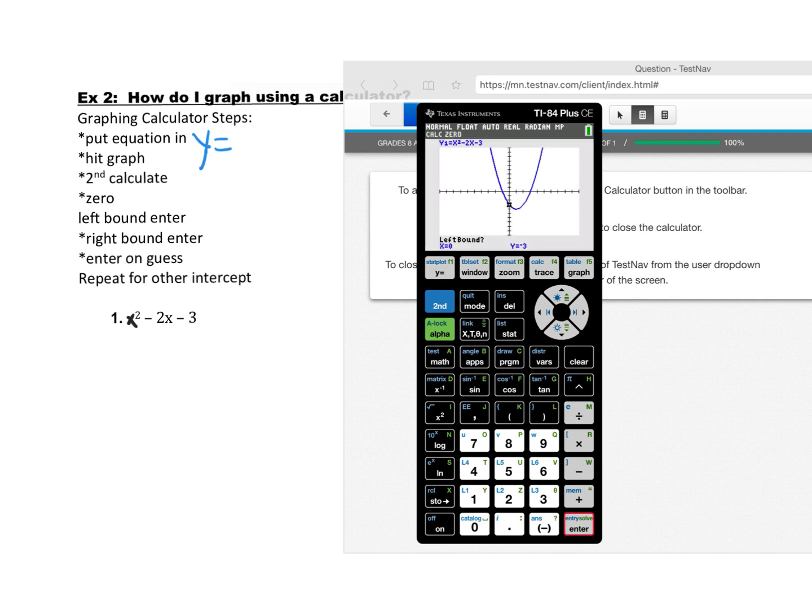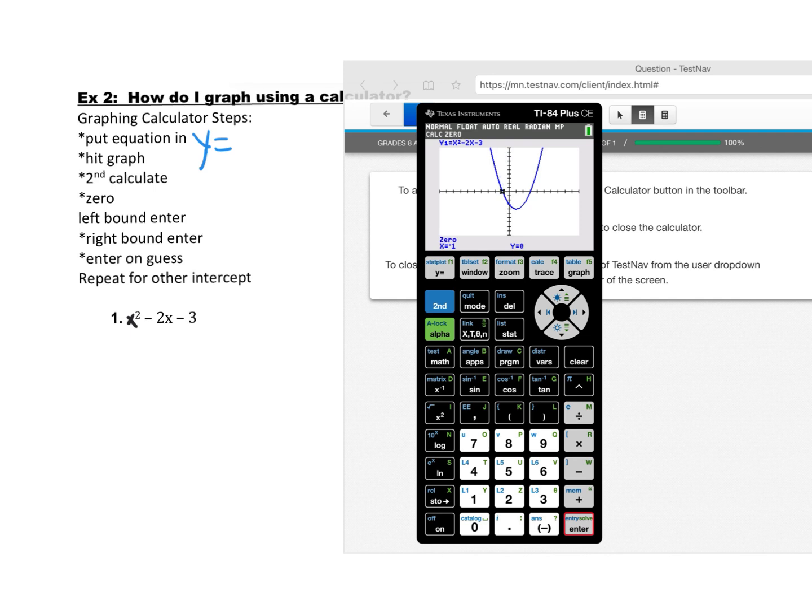All right, now notice how it says left bound. Because it says left bound, it's almost like if you were to turn your calculator a little bit, it's to the left of that x-axis. And then you're going to press enter. Now see how it says right bound? We're going to scroll over to where you're just underneath the line. That's going to be the right bound, and you're going to press enter again. And now notice it says guess. So then you have to press enter one more time.